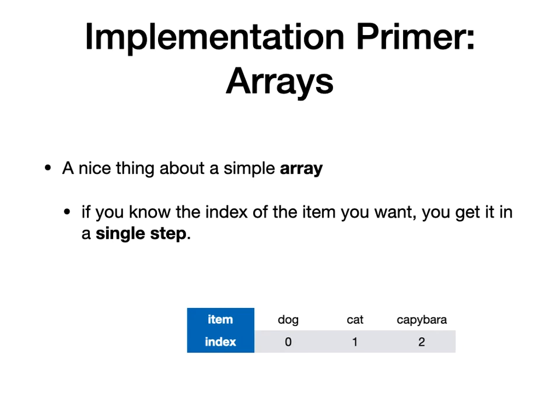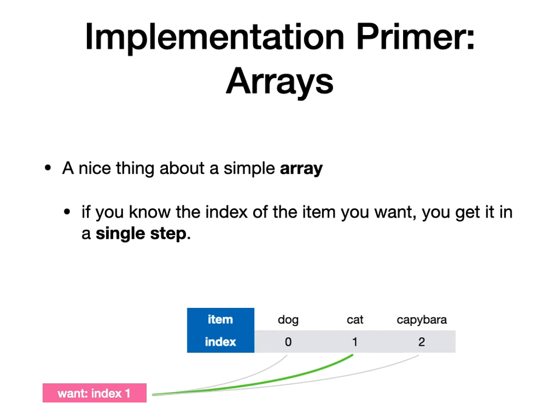Some great things about the noble, simple array, right? If you know the address of the item you want, you get it in one step. That's constant time. That's exciting. So if I want the item at address 1 in this array, index 1, I get it instantly.